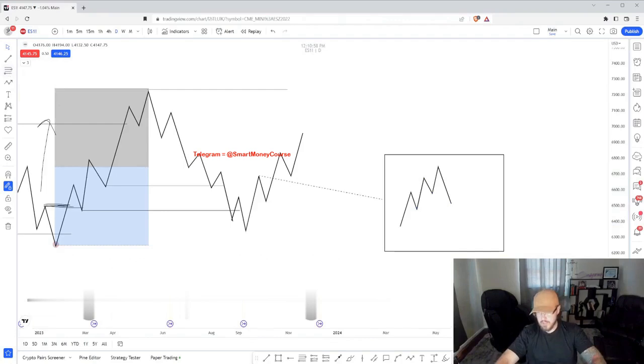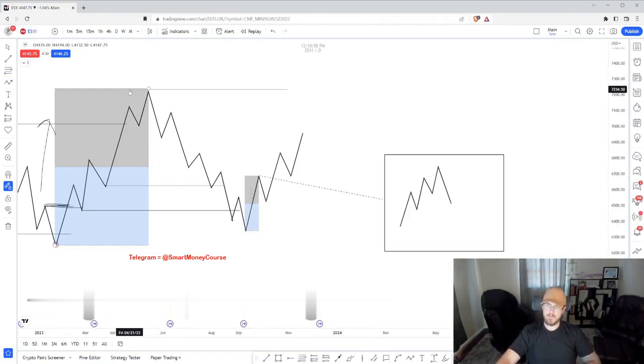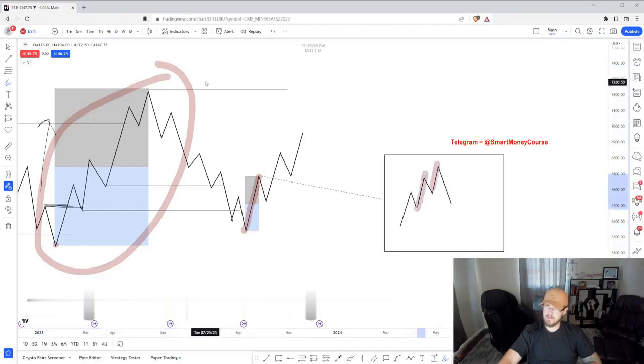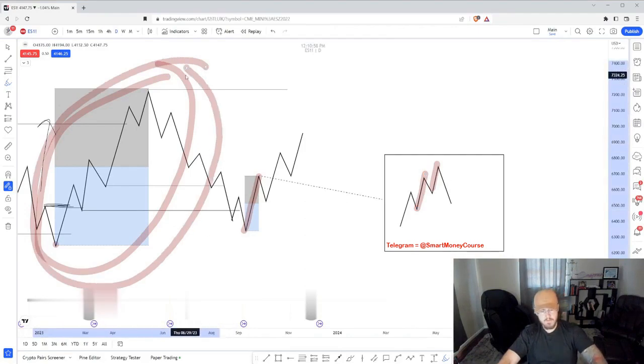So if you have each internal leg, just like we use premium and discount for our external leg on a daily chart, we can use premium and discount on internal legs, because this entire move right here is going to be something like this on a lower time frame. And whenever we look at this leg, once you zoom in, you see each one of these legs is going to be something like this right here on a lower time frame.